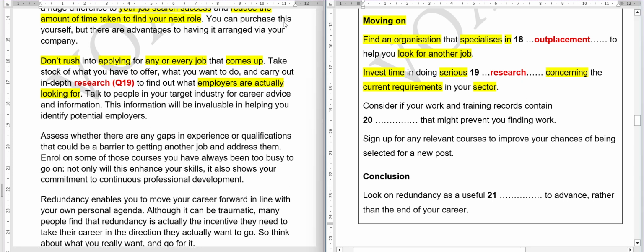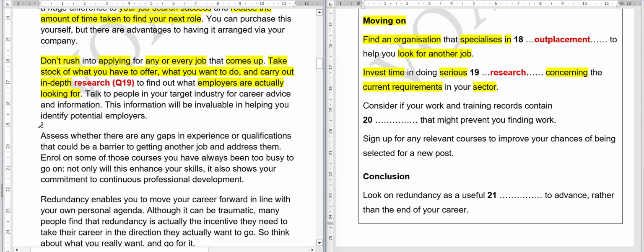So they are saying invest time. Invest time is basically you have to take stock of what you have to offer, what you want to do. This is you investing time in your aspirations or your capabilities. You are looking deep inside yourself, looking at yourself from a third person point of view: what are your capabilities, what you have to offer, what you want to do, or your aspirations. And here they are saying doing serious research and carry out.